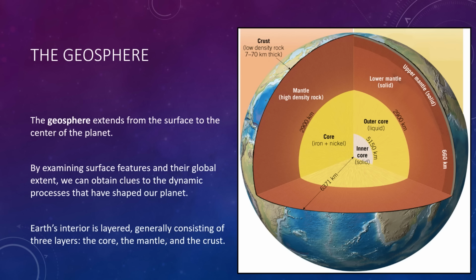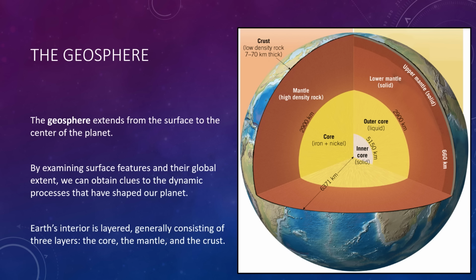Last but not least on our stop of Earth's spheres is the geosphere. Beneath the atmosphere and the ocean is the solid Earth, or what we call the geosphere. The geosphere extends from the surface to the center of the planet. By examining the most prominent surface features and their global extent, we can obtain clues to the dynamic processes that have shaped our own planet.